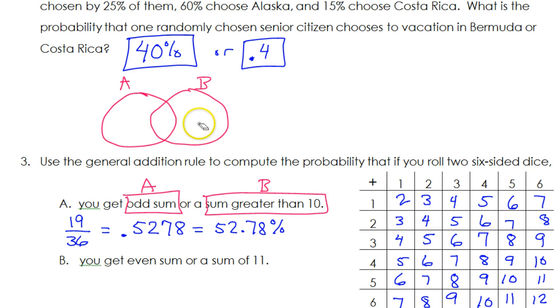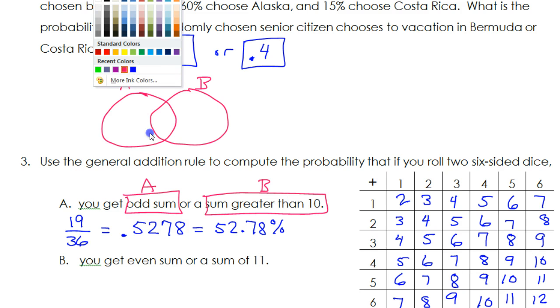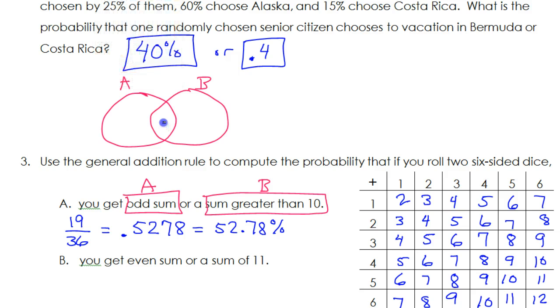Let's count up how many of those there were. Here's the deal. How many numbers were in this overlapping part? This is where you're an odd sum and at the same time you're greater than 10. These 11s right here are the only odd sums that were greater than 10. So there were 2 of those, and I'm putting 2 to represent how many outcomes there were.